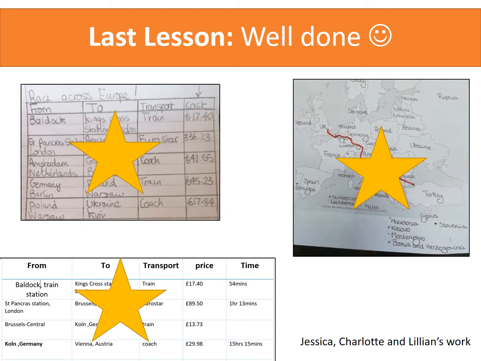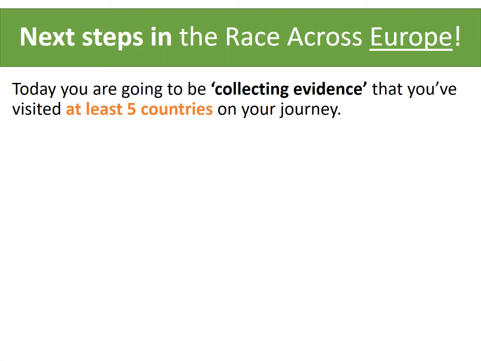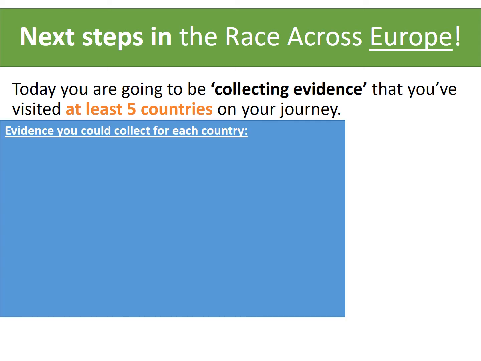You didn't have to send your work in, however it was lovely to see some of you, and hopefully the rest of you have managed to do something similar and to kick off your journey with a good planned route which goes through 5 different European countries. So today you are going to be collecting your evidence that you visited 5 countries along your journey. And I've put together a list here of the types of evidence that you could collect. Now obviously it isn't real evidence, this is just virtual evidence that you have been there.